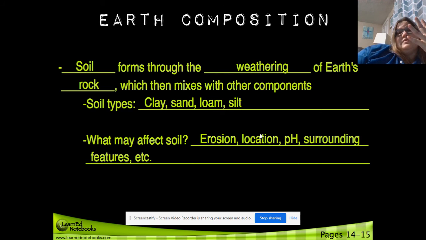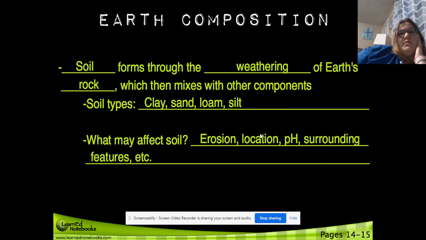We have 4 types of soil we talk about: clay, sand, loam, and silt. Clay does not hold water, or clay does not allow water to go through very well. Sand does not hold water. Loam and silt are the best, with silt being the very best. Different things affect it. Silt is a mixture of all 3.